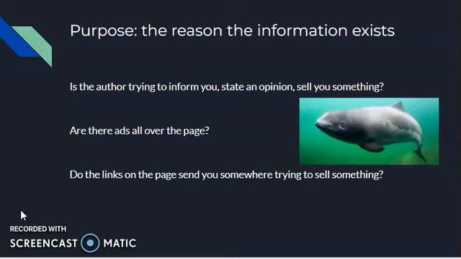Take a look at the actual web page itself that you are looking at. Are there ads all over the place? If there's an ad on the page, it more than likely is trying to sell you something, and you need to call it into question. And then also take a look at the links. If the page has links, take a look at those pages and see if they're trying to sell you something. If you answer yes to any of those questions, then it's probably not going to have the best of intentions, and you might want to call into question whether to use the article or not.